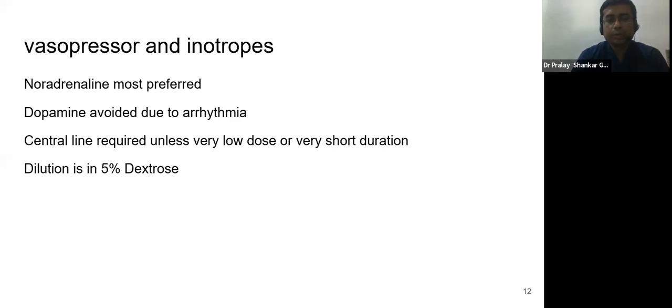And we usually do a central line when you need noradrenaline for long duration, or you need noradrenaline in very high dose, because this is irritant to the veins, and the dilution is usually done in 5% dextrose.